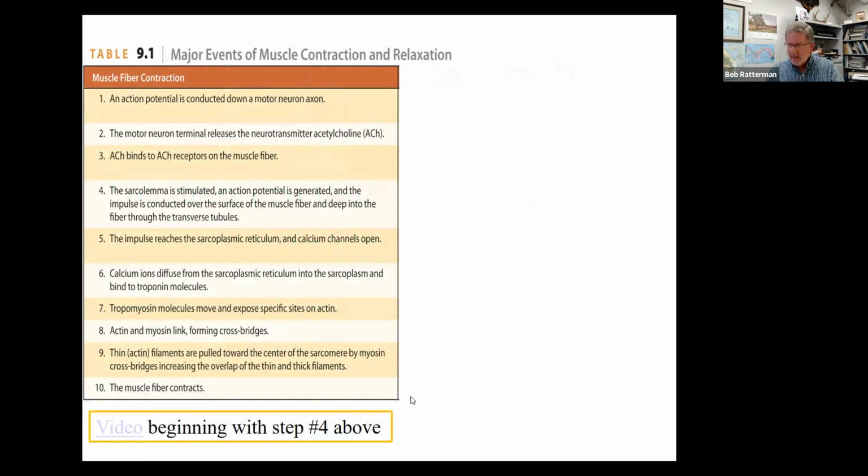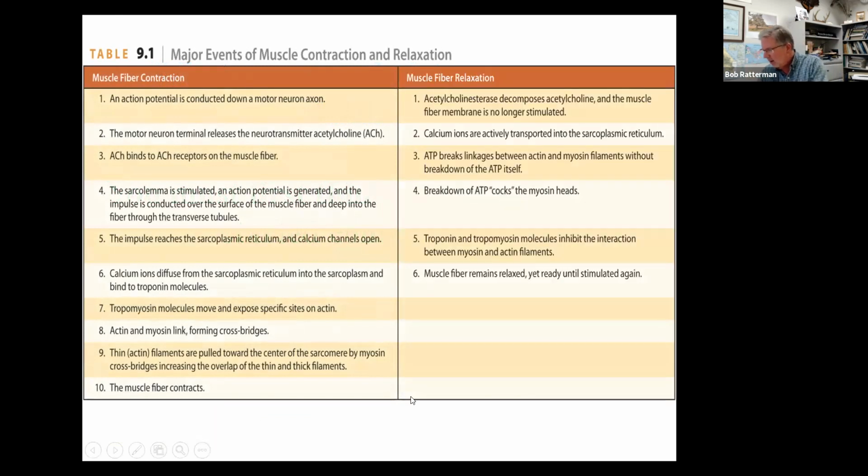And that's what the right-hand part of this table, 9.1, talks about. There's an enzyme called acetylcholinesterase, which you know is an enzyme because it ends in -ase. What acetylcholinesterase does is break down acetylcholine. If you break down acetylcholine, can you generate a muscle impulse? Answer is no. If you can't generate a muscle impulse, will the sarcoplasmic reticulum continue to release calcium? The answer is no.